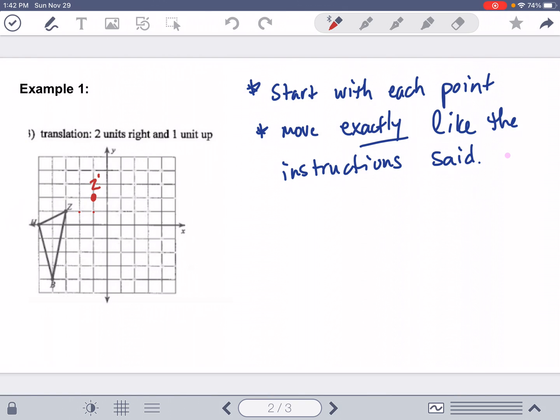U, 2 units right and 1 unit up. So 1, 2, 1. So there's going to be the new U. And B, 2 units to the right and 1 unit up. 1, 2, 1. That's my new B. So now I would just connect the dots. And there's my new triangle.